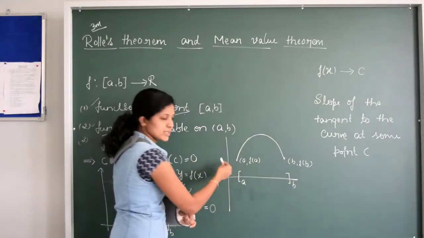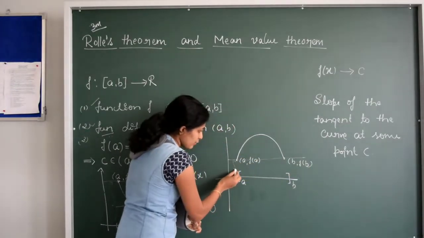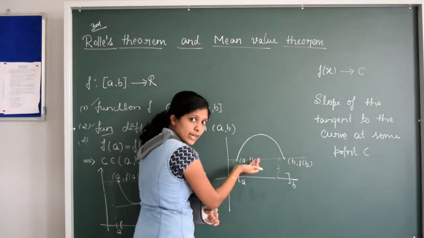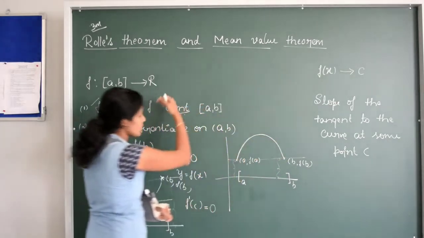Now, is f of A equal to f of B? So this is now the x-axis, right? Sorry, this is the value of f of A and this is the value of f of B. Y-coordinates, both are same. So f of A is equal to f of B. So this graph also verifies all the three conditions of this.